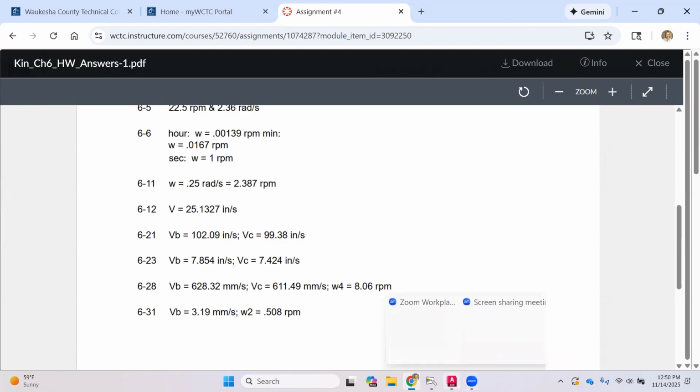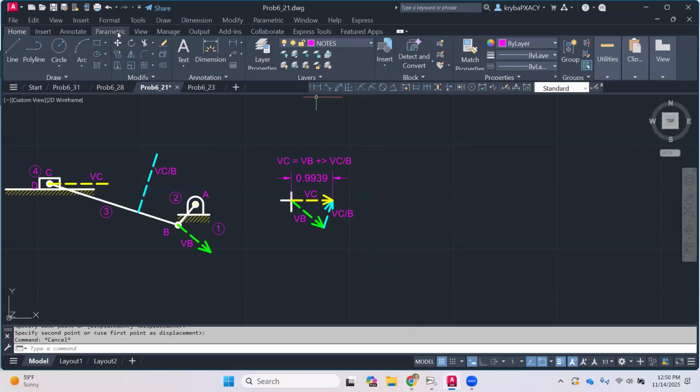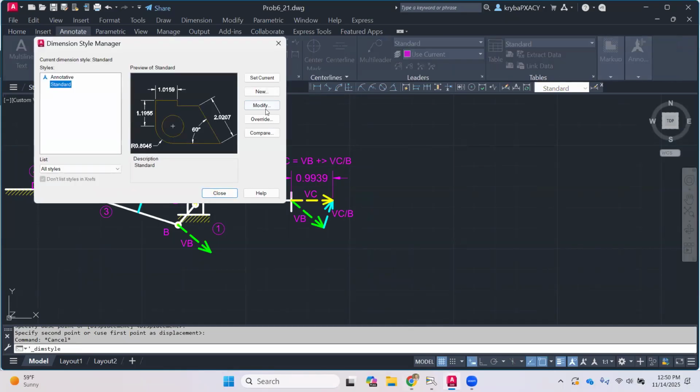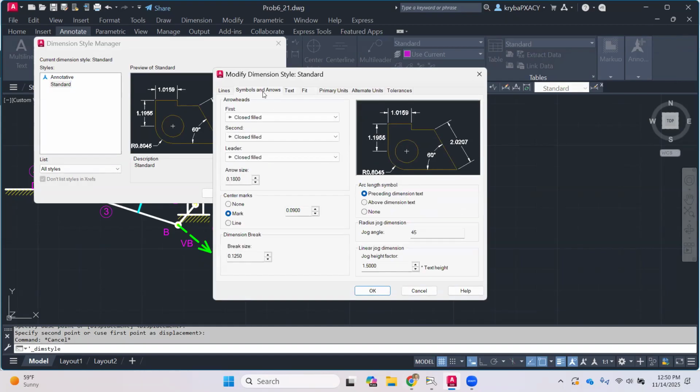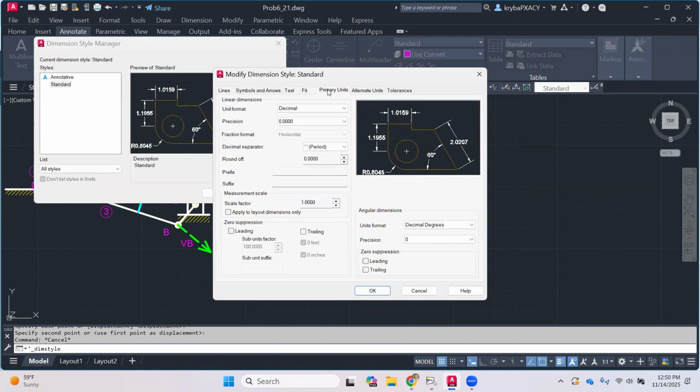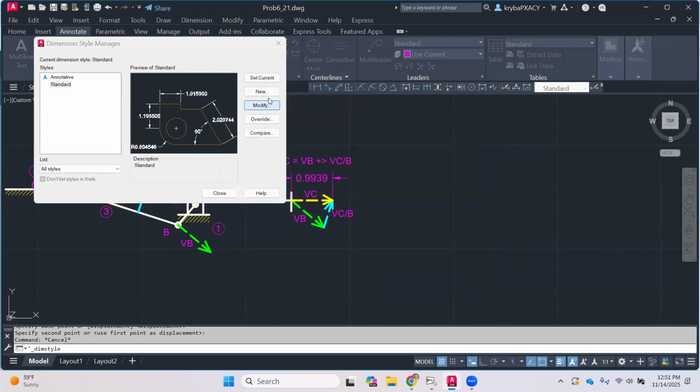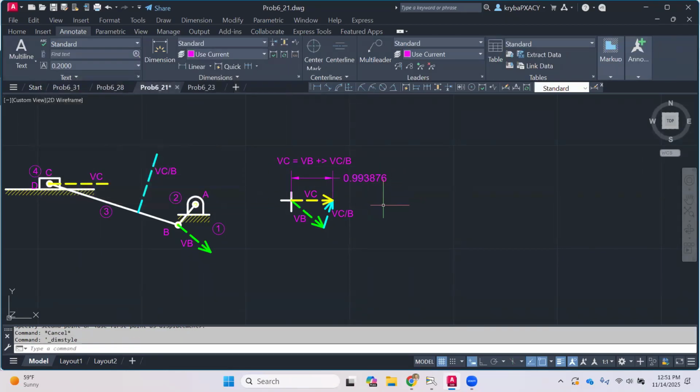If I wonder, I want to see, let me do this just out of curiosity. Let me go to my dimensions. I'm going to put it to a 4-place decimal. Where is that? I think it's in units. That's right. So let me go to 6-place decimal. Okay, set as current and close. What do we get? It's 38.76. So again, very, very close here. 39.39 is good too.